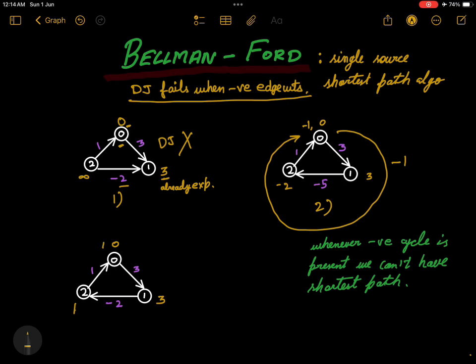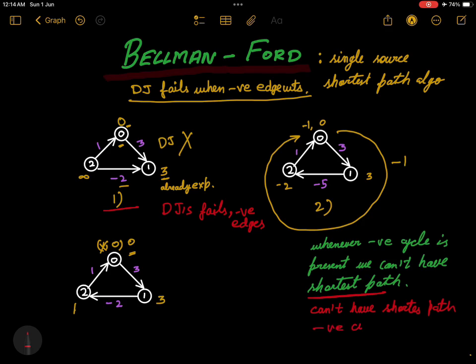Okay, now let's see the third case. We have a cycle, but if we go from 0 and come back to 0, it will be some positive value, 1. Okay, so we can have a shortest path here. We'll see how we're going to do it using Bellman-Ford. So we have 3 observations here. Dijkstra fails with negative edges, and we can't have a shortest path when negative cycles are present.